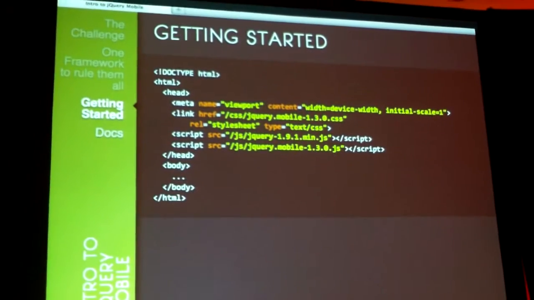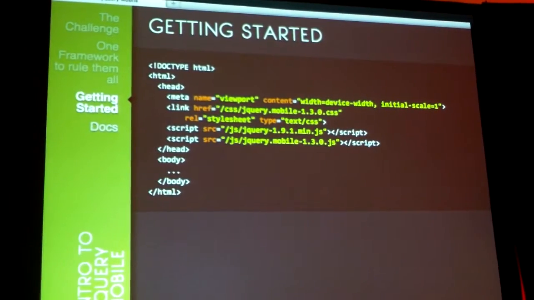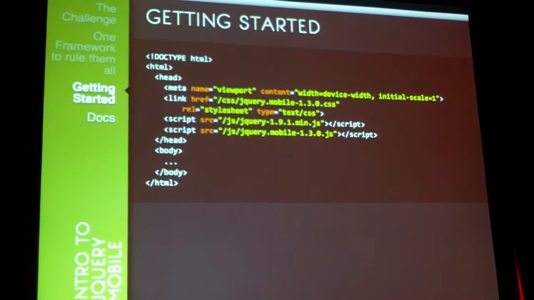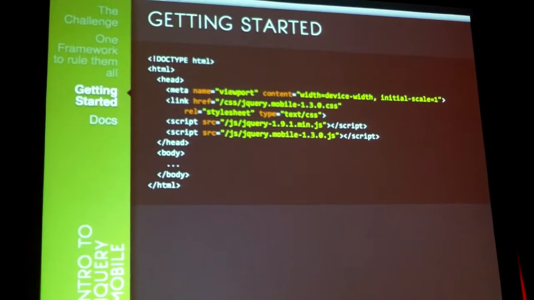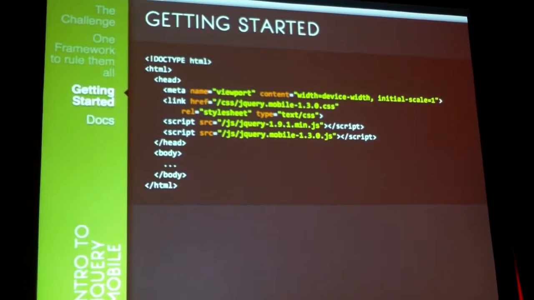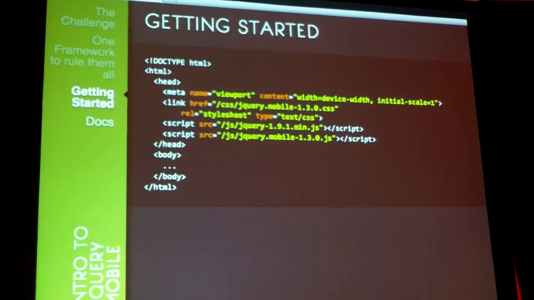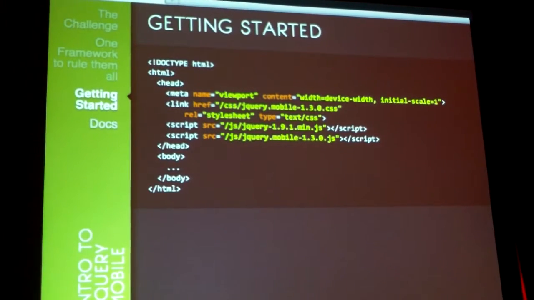So, getting started, we need to add jQuery Mobile to our page. First thing we want to do is just set the viewport. We want to set the width to the device width and an initial scale of 1, and that'll make it so that the width is properly calculated to the width of the device.